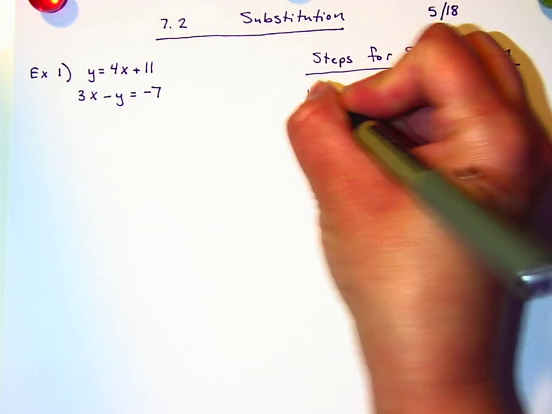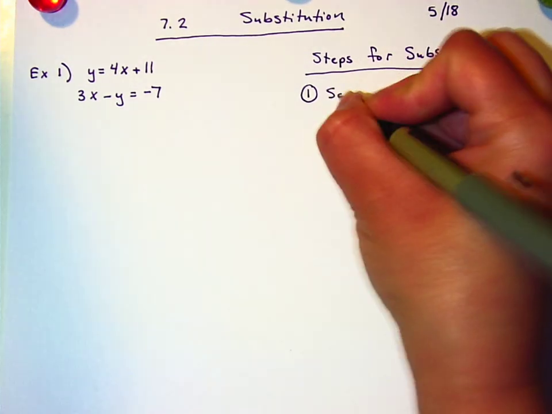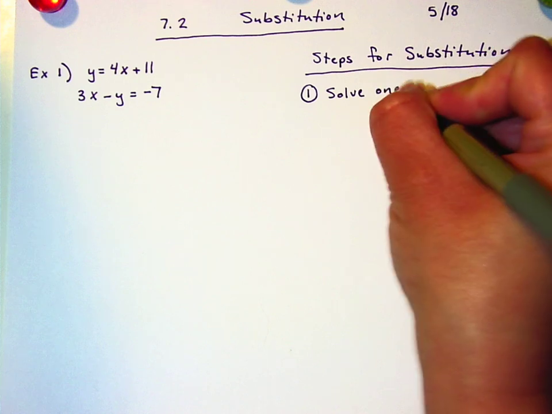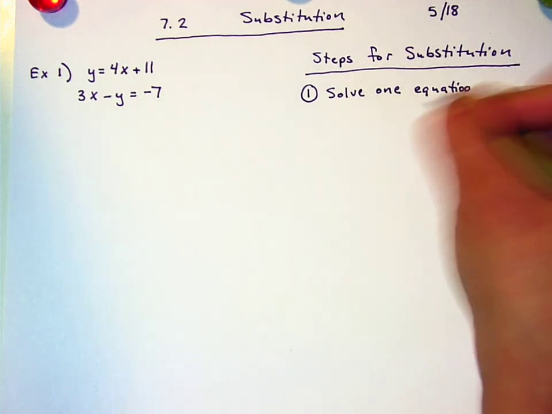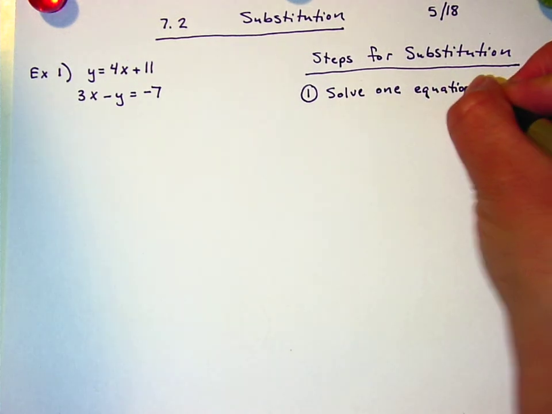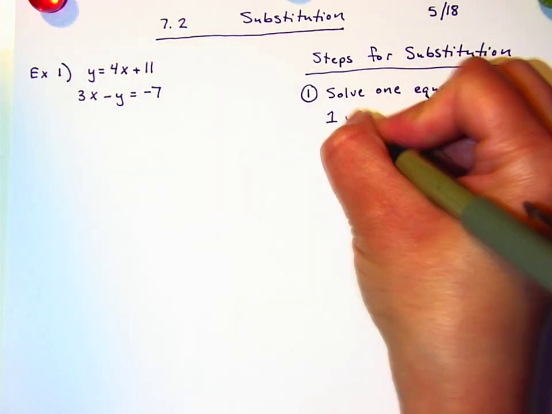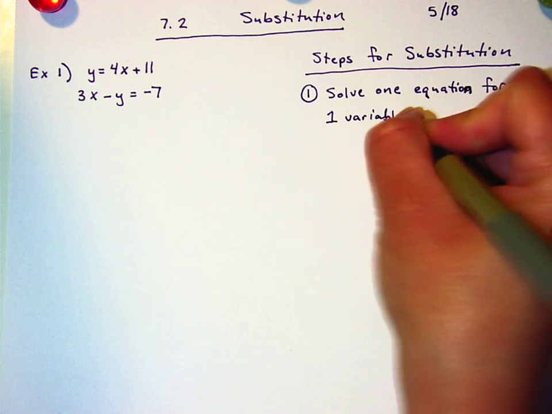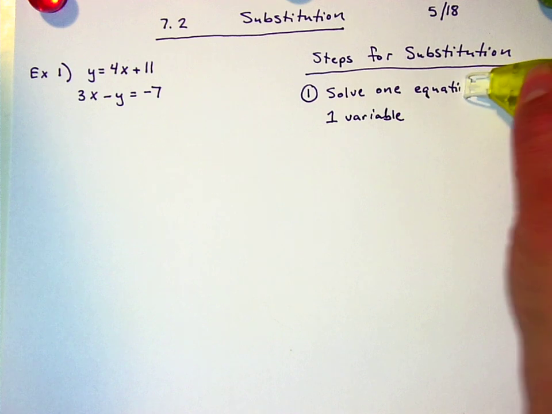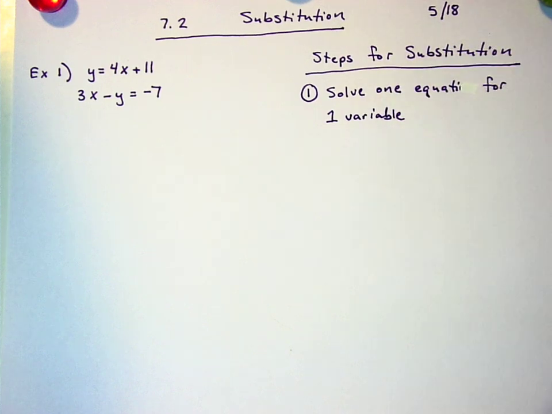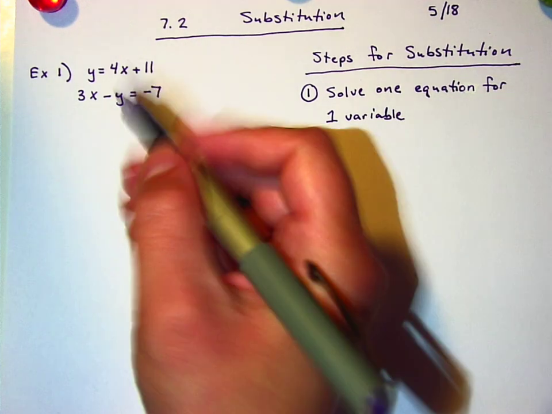So here's the first step for substitution. If I'm going too fast for you, then stop the video. The first step is to solve one equation for one variable. Sometimes you have to move stuff around to make that happen, and sometimes it's already done for you. So let's take a look over here.